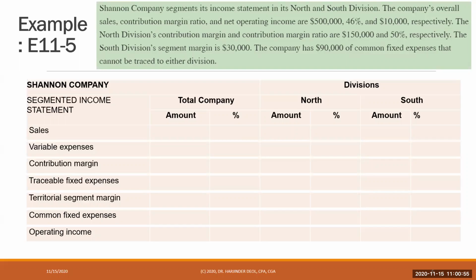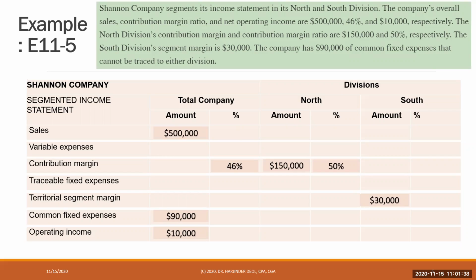Now, we were given information about this company that its sales were $500,000, its contribution margin ratio is 46%, and that its operating income is $10,000. We're also told that the North Division has contribution margin of $150,000, which is 50% of its sales. Also, the South Division's segment margin is $30,000. And for the entire company, there are common fixed costs totaling $90,000.